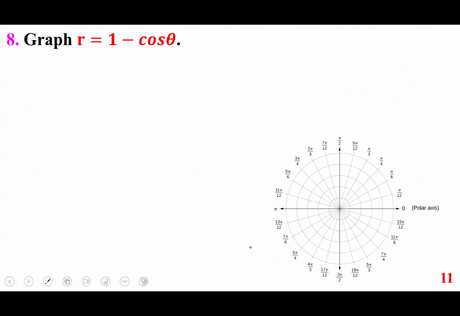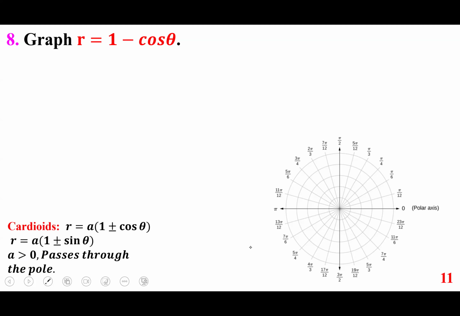So we want to graph r equals 1 minus cosine theta. So how do we graph a polar graph? Just as we did with trigonometric functions, or even any other type of function. First, we plug in some numbers. So we're going to go with easy points first.